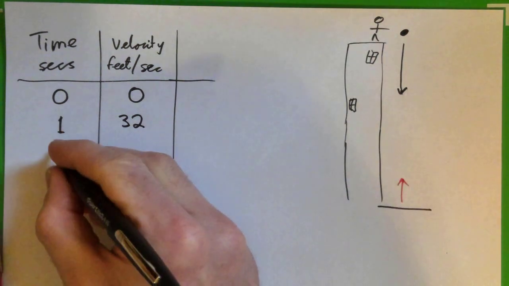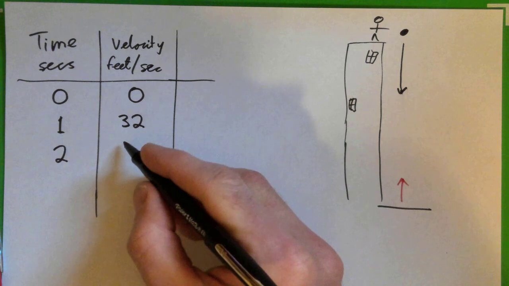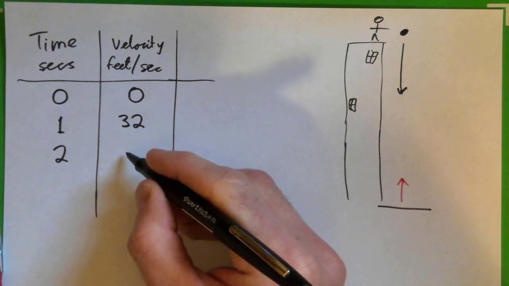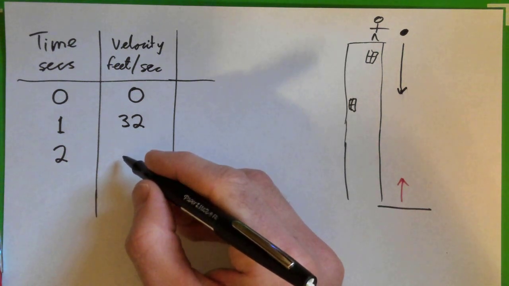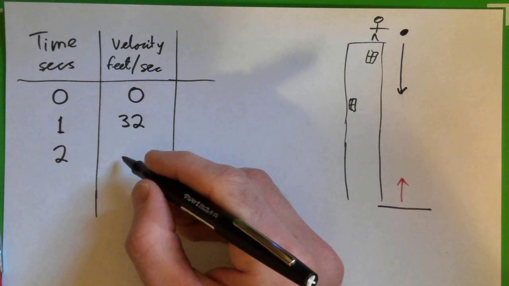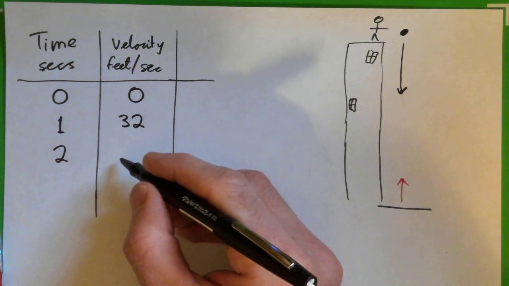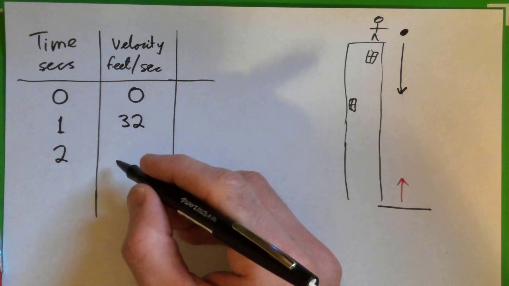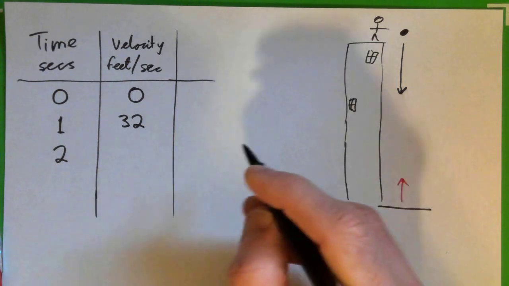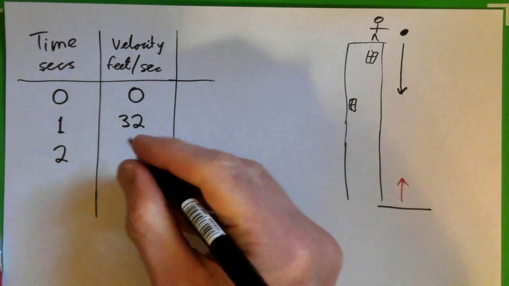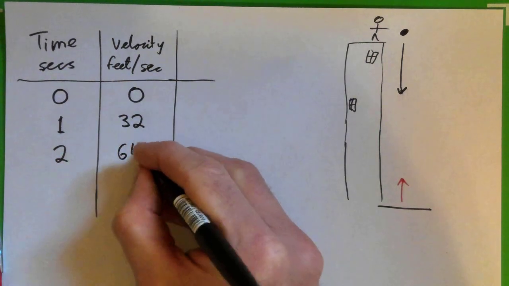After 2 seconds, what's the velocity of the rock? Press pause on the video and write it down. Have you got it? It tells us here that the velocity increases by 32 feet per second for each second the rock falls. So if it's falling for 2 seconds, the velocity becomes 64 feet per second.